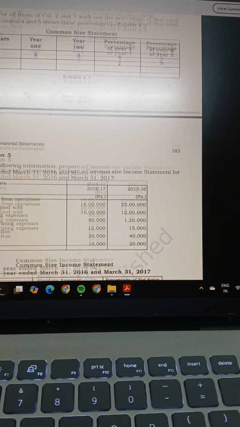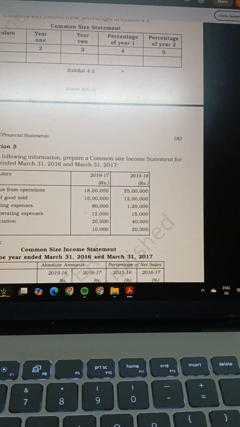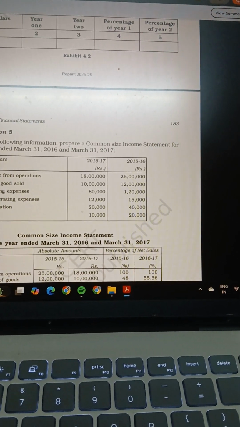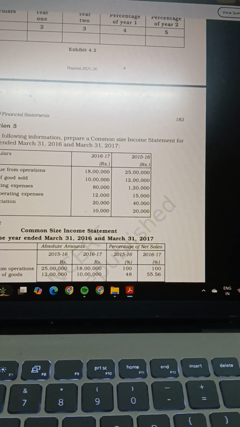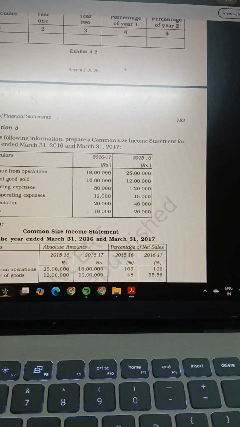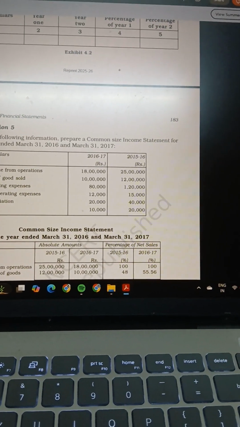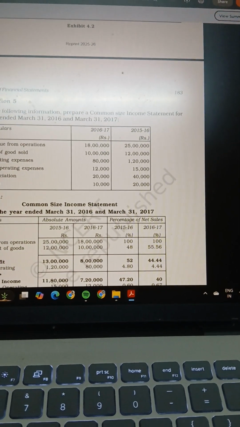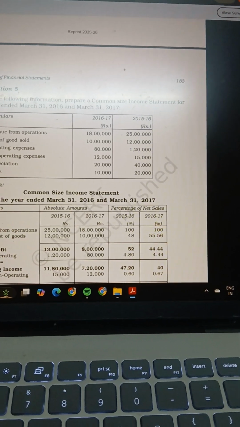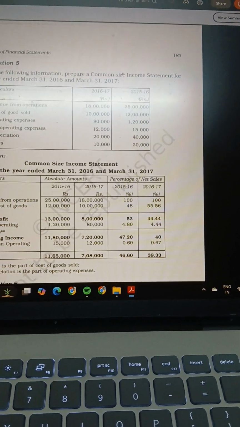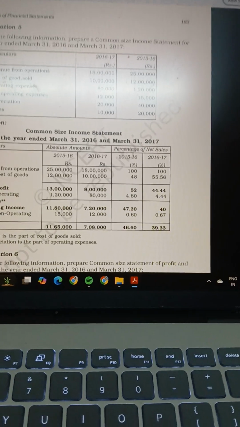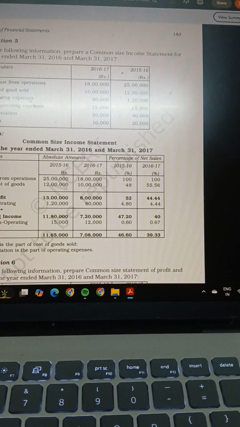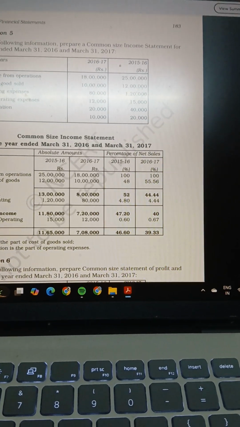Then there is a problem. From the following information, we have to prepare a common size income statement for the year ended 31st March 2016 and 2017. As it is a common size income statement, revenues from operations should be taken as the base year. It should be taken as 100%. The revenues from operations, cost of goods sold, operating expenses, non-operating expenses, depreciation and wages for 2 years are given. So we can move on to prepare the common size income statement.